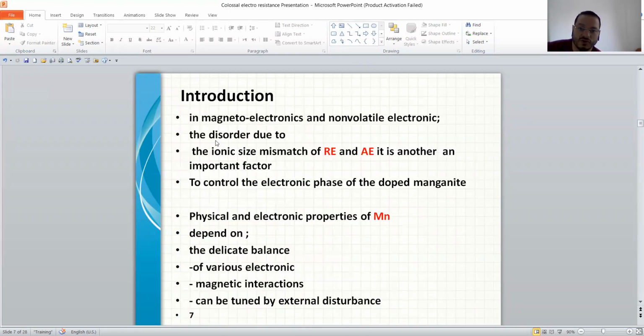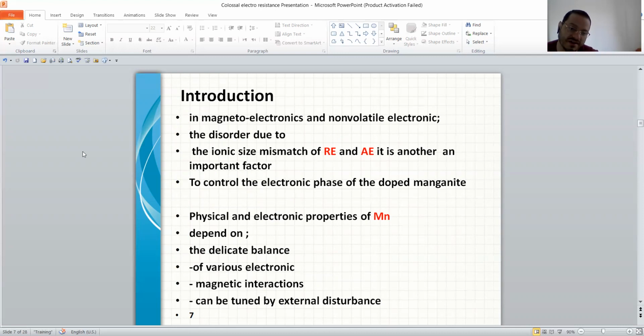In magneto-electronic and non-relative electronic, there is disorder due to the ionic size mismatch. We will study what the ionic size mismatch is, how we can calculate it, and how we can benefit from it. The ionic size mismatch of rare earth and alkaline earth is another important factor to control the electronic phase of the doped manganite. The physical and electronic properties of the manganites depend on a few things.